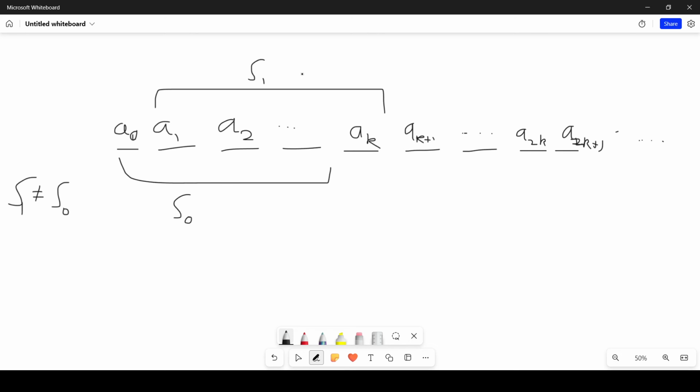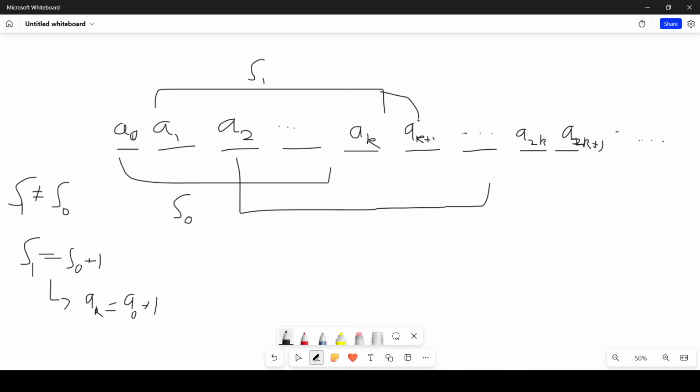Now, without loss of generality, we can assume that S1 is S0 plus 1. It can't be plus 2 because the difference must be at most 1. It can be either minus 1 or plus 1, but we're just going to assume S1 is S0 plus 1. Then a_k equals a0 plus 1, right? Now, if S1 equals S0 plus 1, let's take S2, which is the range from a2 to a_k+2. Sorry, this is S1, from a1 to a_k. S2 is a2 to a_k+1.